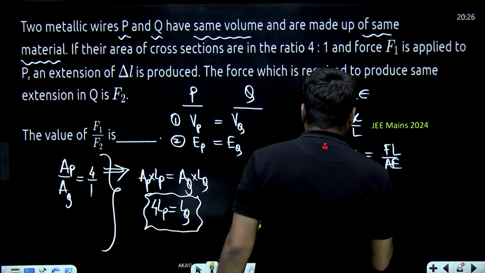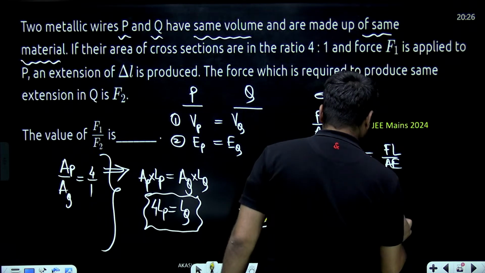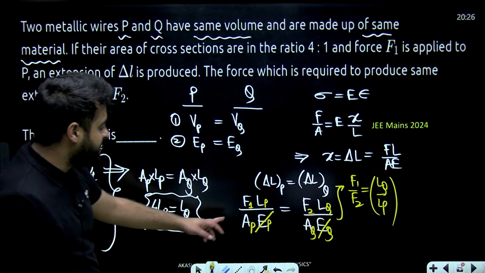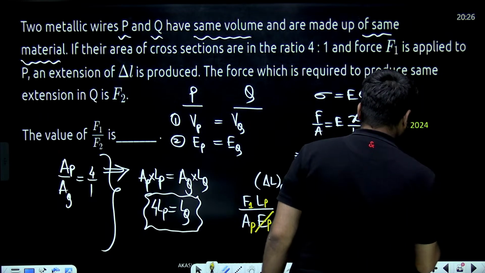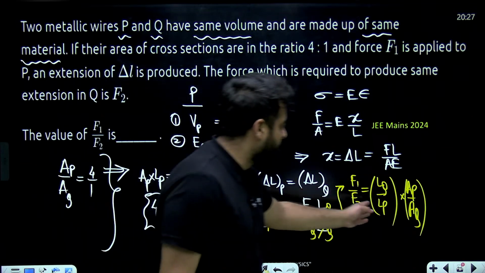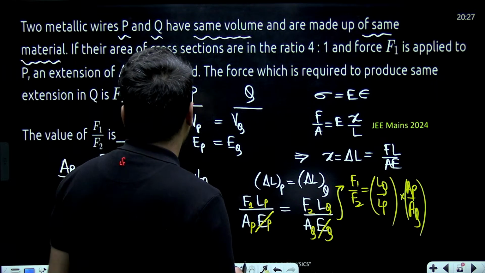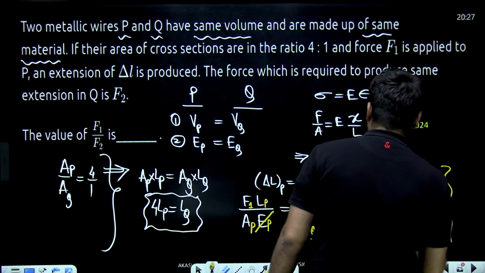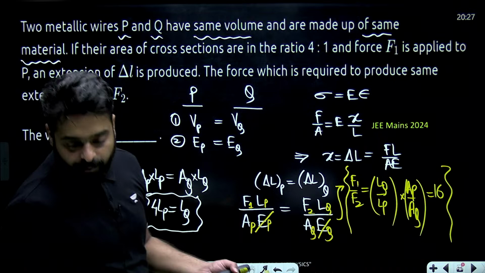Okay, I want to know what is F1 by F2. So can I say this is LQ by LP? You know what is LQ by LP? This is 4. And the other parameter is AP by AQ. AP by AQ is also 4. So if you multiply 4 with the 4, you will get how much value? So 16. So your F1 by F2 is 16. Done. What did I use? Nothing. Only the change of the symbol is there.